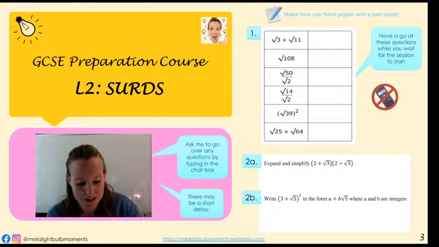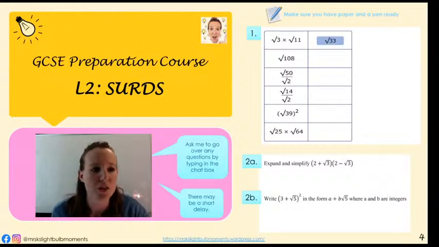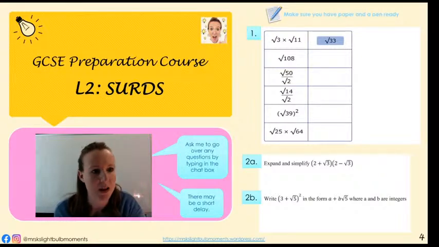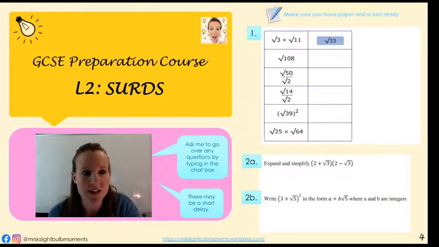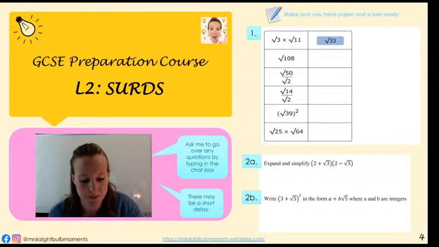Okay, let's have a look. Question 1. If we have a look at the first one, we get an answer of root 33. That's using our basic surds rule of multiplication. Root 3 times root 11, if they're both in surds, so both under a root, then you can just times them together. So we get root 33. Always check if you can simplify it, but there's no square number we can take out of 33, no square factor, so we leave it as it is.